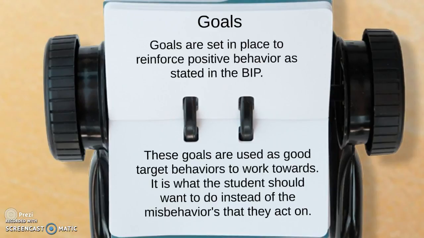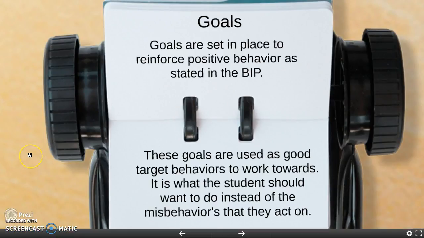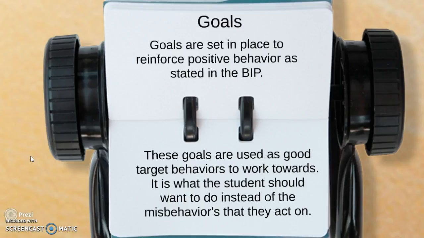Okay, goals are very important in the behavior plan. Examples of positive goals would be for the student to come to class prepared with their homework and the supplies that are needed, staying in their seat and working well with others. These are good goals for a student who is getting out of their seat a lot and being disruptive.